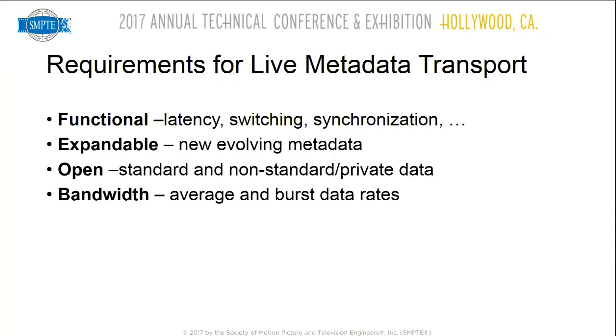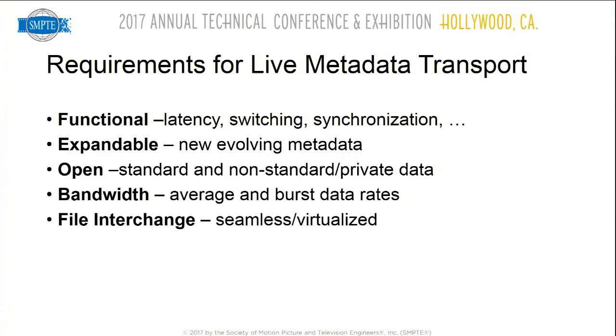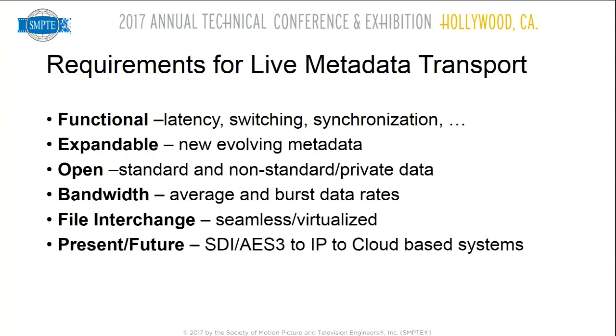We also have to keep in mind the bandwidth of the data, both average rates and bursty rates. Metadata can be bursty, particularly when you're dealing with dynamic objects. File interchange is very important. Something that's strictly live is very rare these days, and everything is going to be at least cached. And going to and from file formats is very important, and we want a transport mechanism that can support that functionality. And we also, of course, need something that works on today's systems as well as looking forward to the future of where we're headed with broadcast and live workflows and transport.